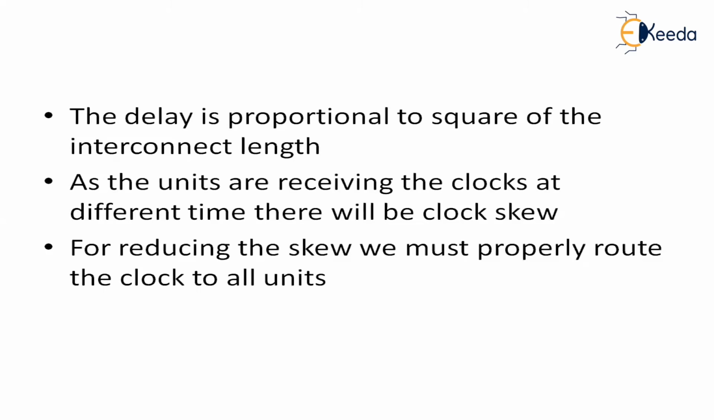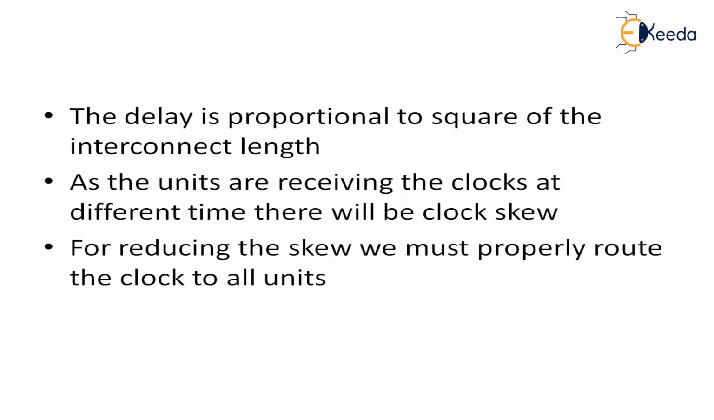So what is the thing? Inside my chip, various blocks will be there, and for your understanding, I'm saying they have various sequential circuits. All the sequential circuits must receive the clock, and as these circuits are at a distance and the delay is proportional to the wire, the clock arrives at all the units at different times. This is nothing but clock skew. What we must do is reduce this skew, only then will the circuit work properly.